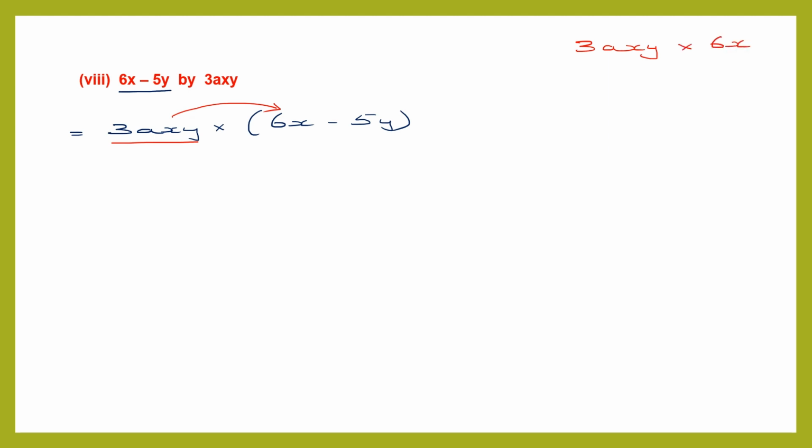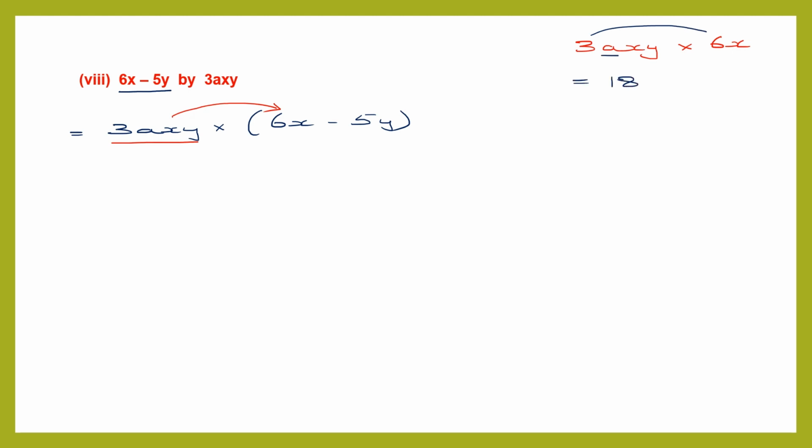Question 8. This is the polynomial, that is 6x minus 5y. So let's write down 3axy and multiply this by 6x minus 5y. So multiply monomial with the first term, that is 6x. So that is 3axy into 6x. So first let's multiply the numbers. 3 into 6. 3 6 are 18.